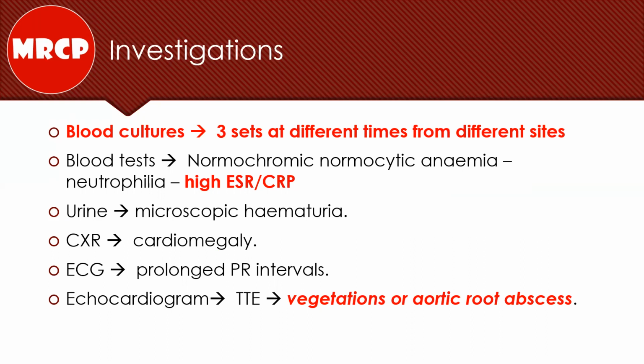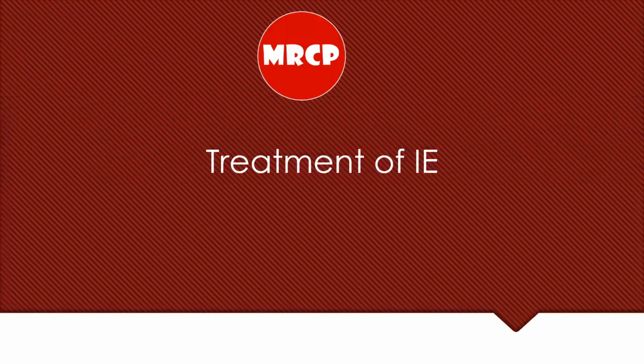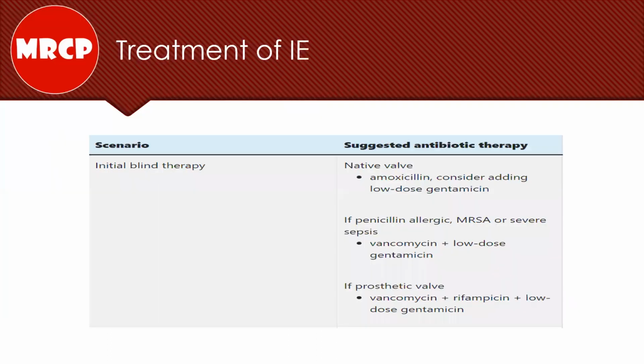And I told you, I will tell you what is the importance of recognizing that there is a clinical suspicion here of this patient having aortic root abscess as we reach the treatment section of infective endocarditis. Echocardiography, including the standard transthoracic echo or transesophageal echo, will show vegetations or aortic root abscess. So what about the treatment of infective endocarditis?